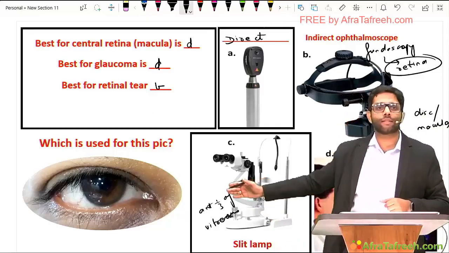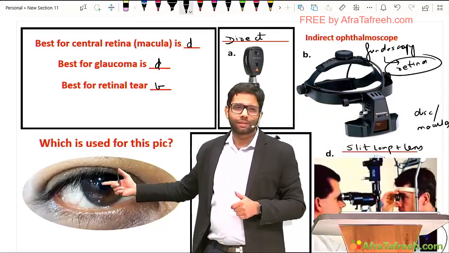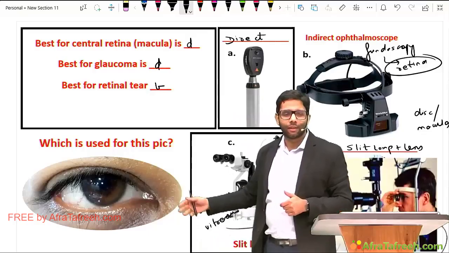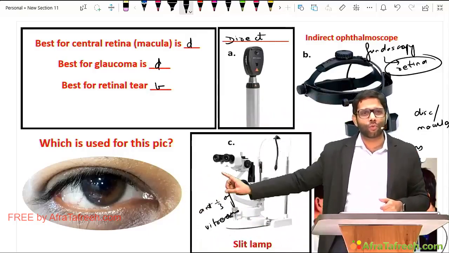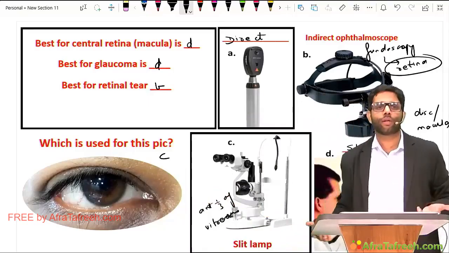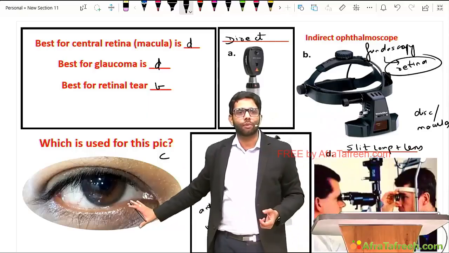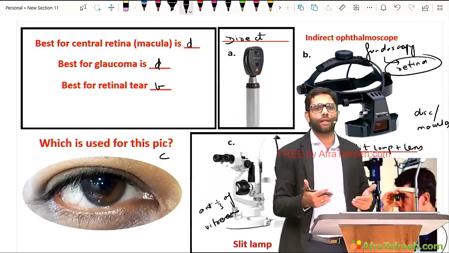And whose eye is this? I will end with this picture. Someone's eye. I will tell you later, or you can identify it if you can. If you want to see this, only slit lamp is used for this picture, because this is just showing the anterior part of the eye. Slit lamp can be used only for the anterior 1/3.